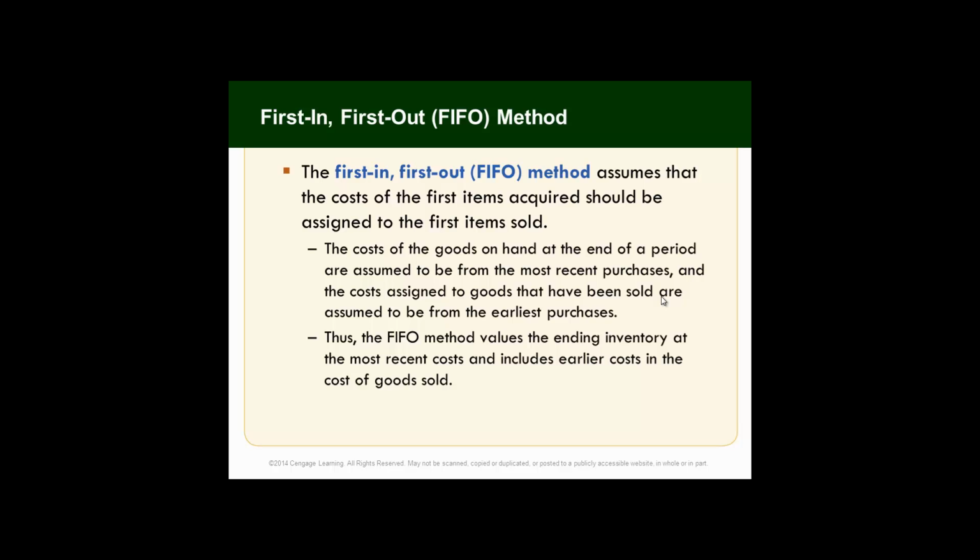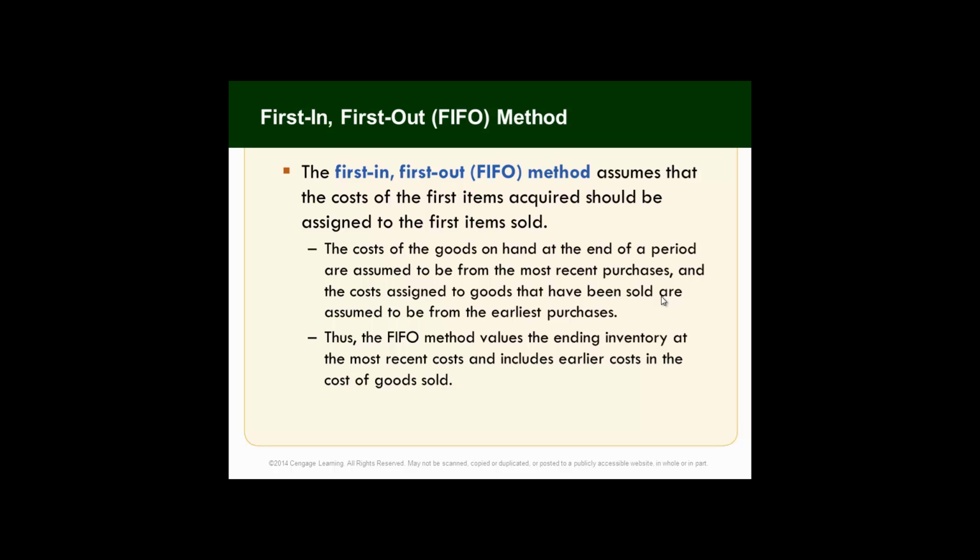First in, first out method assumes that the cost of the first items acquired should be assigned to the first item sold. So what that means is the oldest produce, essentially, if you're thinking of produce in this scenario, the oldest produce would be assumed to be sold first. So you know how whenever you go in a grocery store, you see them rotating the fruit and such. That's kind of what they do with the prices to value inventory. The oldest ones go out first. So first in the basket, that cost goes out with the first item sold.